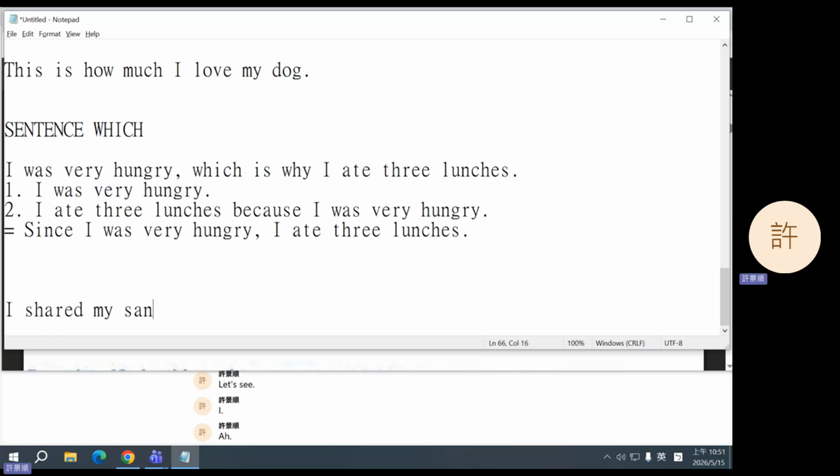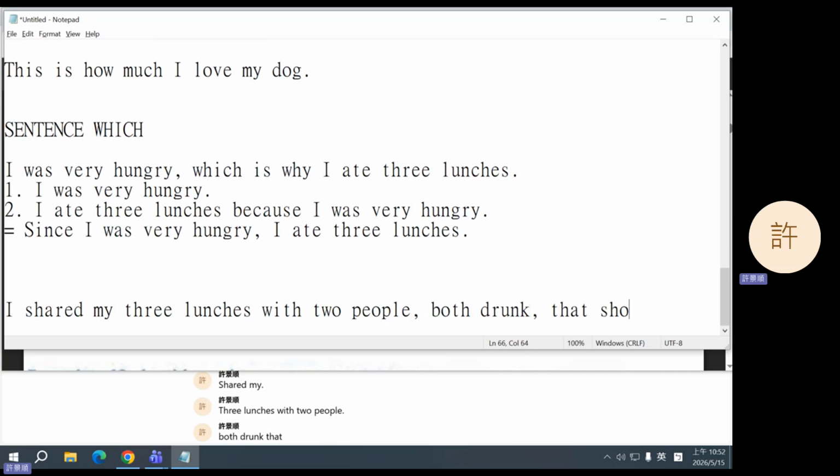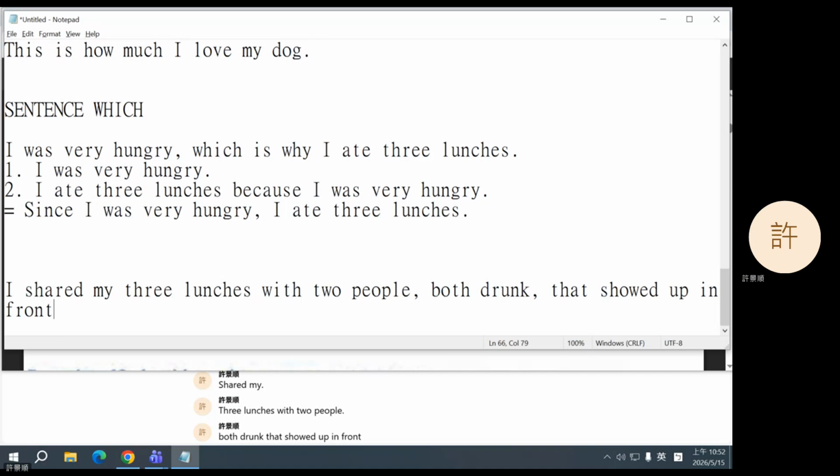I shared my 3 lunches with 2 people, both drunk, that showed up in front of my local 7-Eleven. Do you see something strange about this sentence? Do you remember the that rule? No that after a comma. So why is this sentence okay?